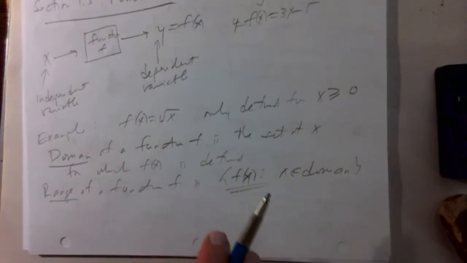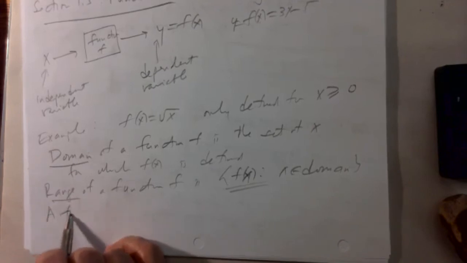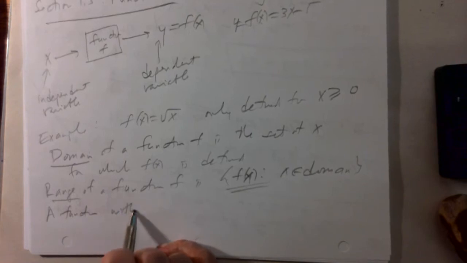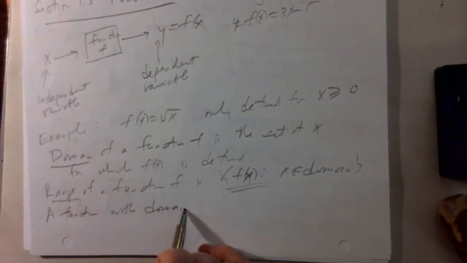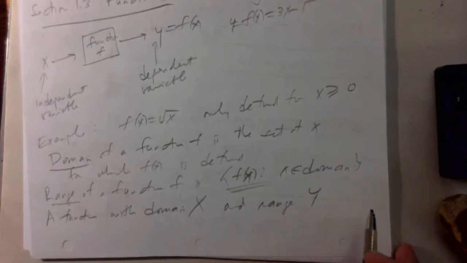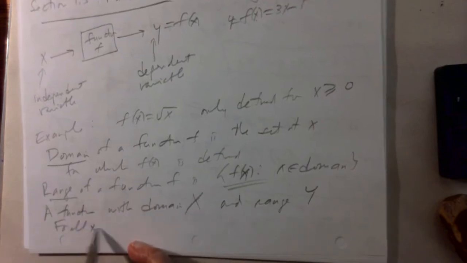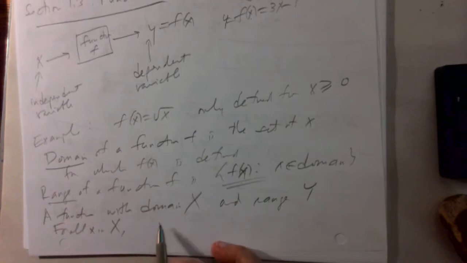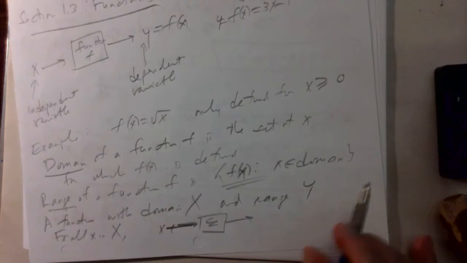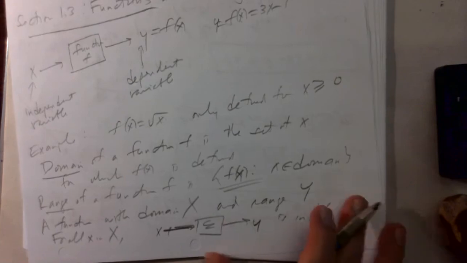There's a more precise definition, which we really don't need, which is the following. A function with domain some set X and range some set Y, we can think of it like this. For all x in the set X, you can plug it into the function, and out comes y, and y is in this set capital Y.